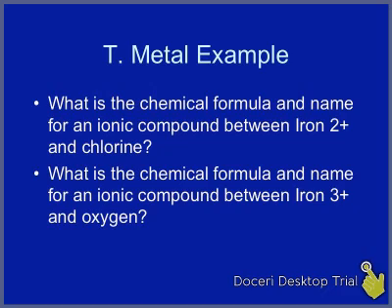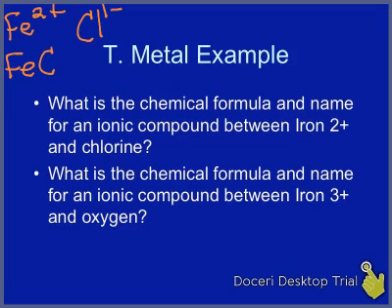We're going to write our ions down. So we have iron with a 2+ charge, right? We also have chlorine, which we have to look up. What kind of charge does chlorine have? 1 negative. So you cross the numbers, right? What's our chemical formula going to be? FeCl2.